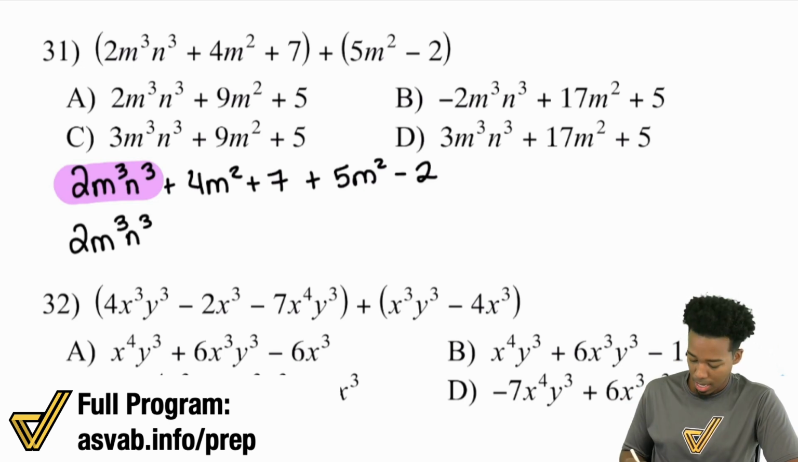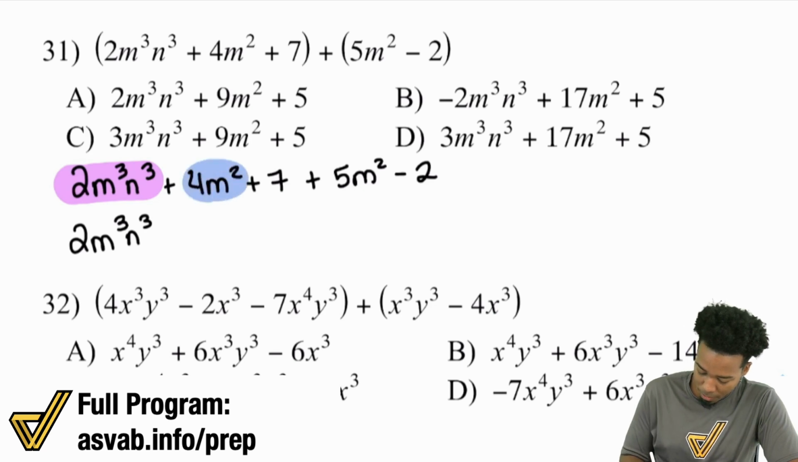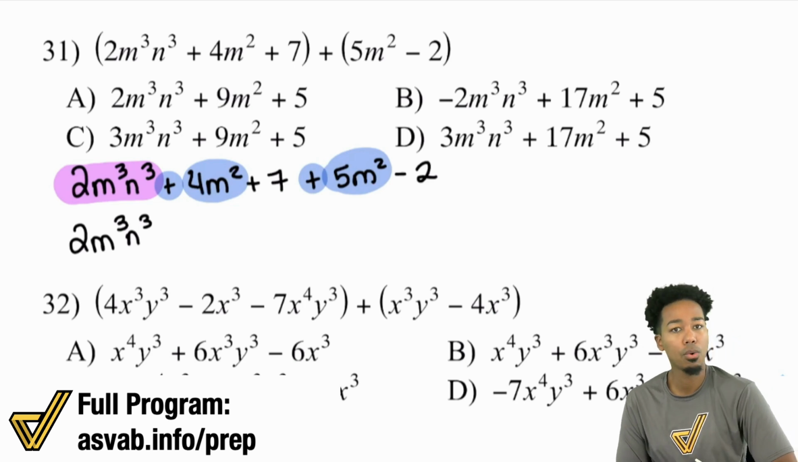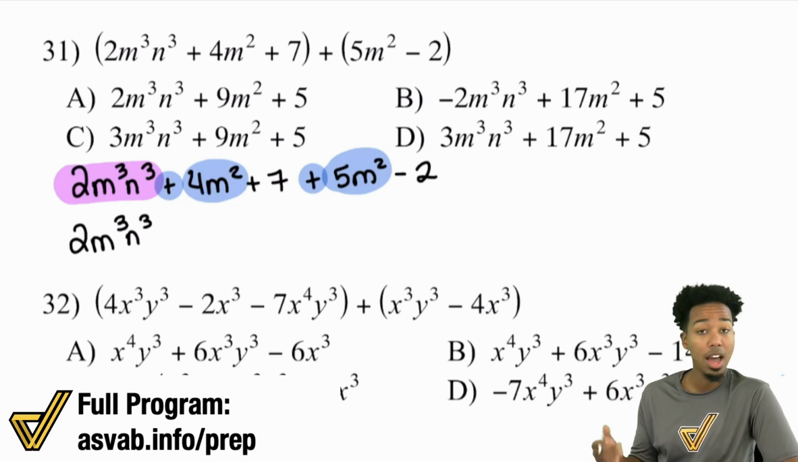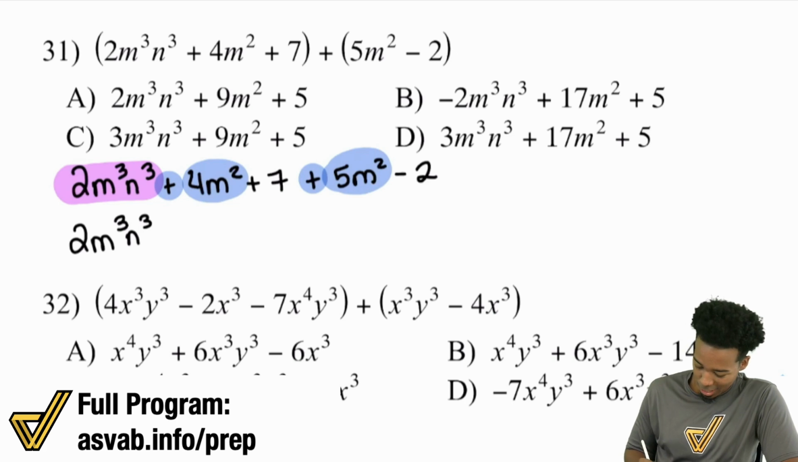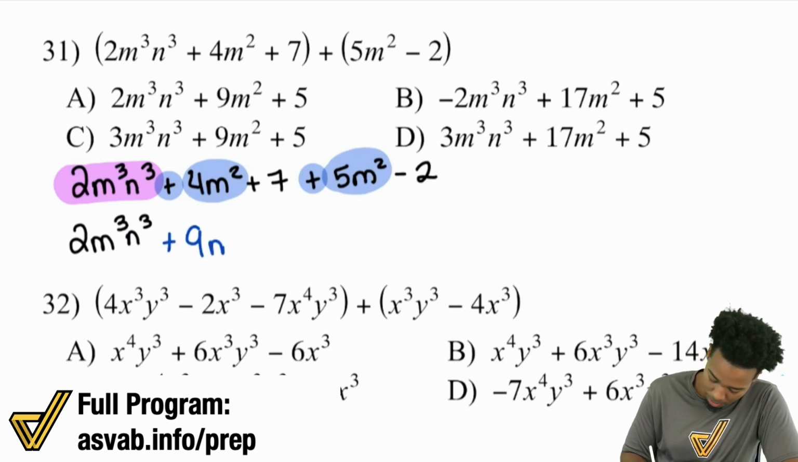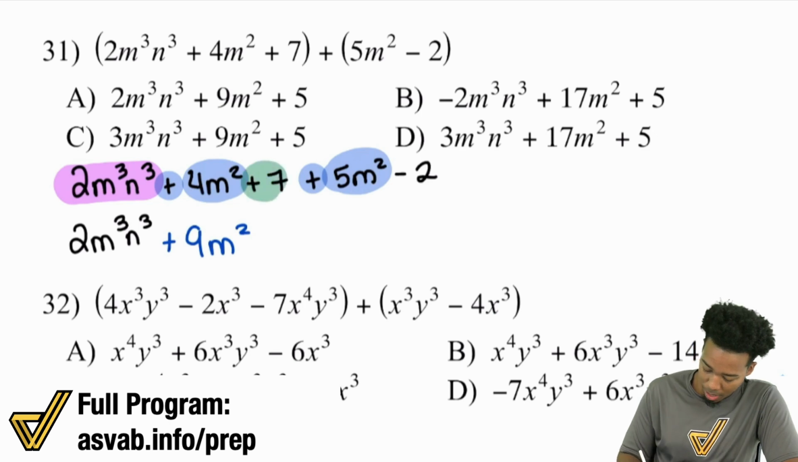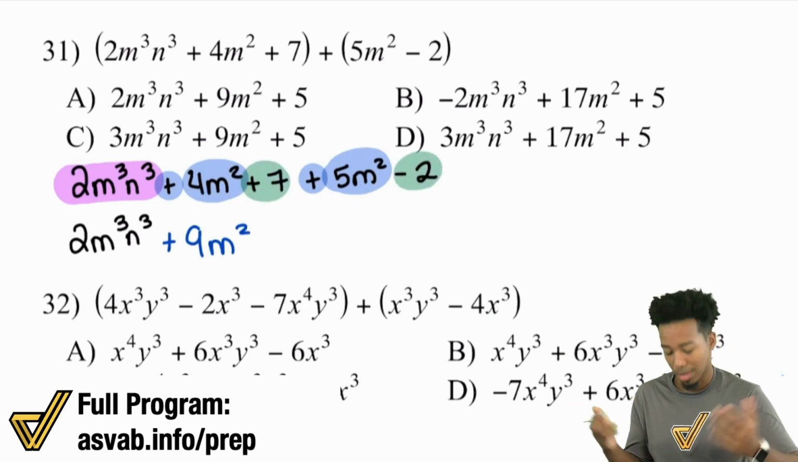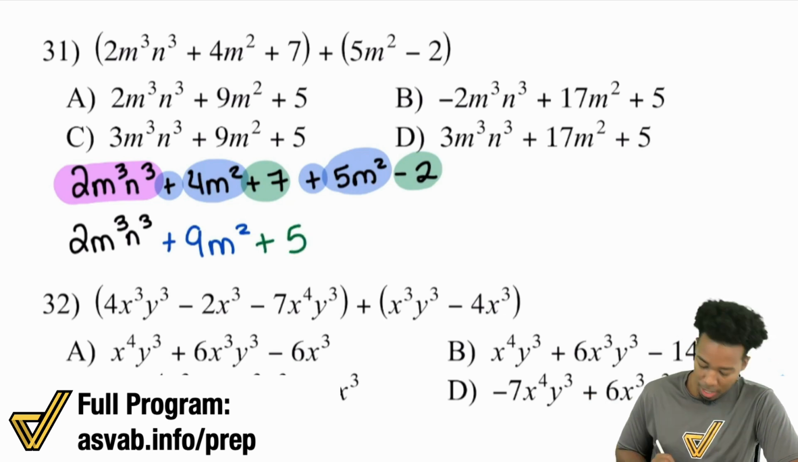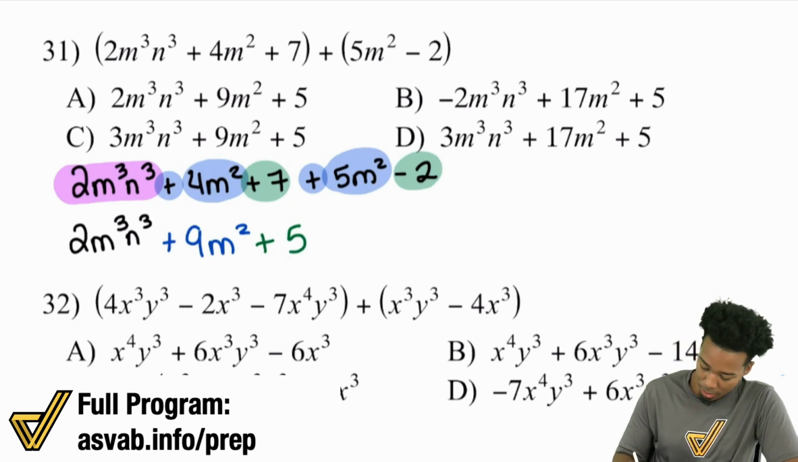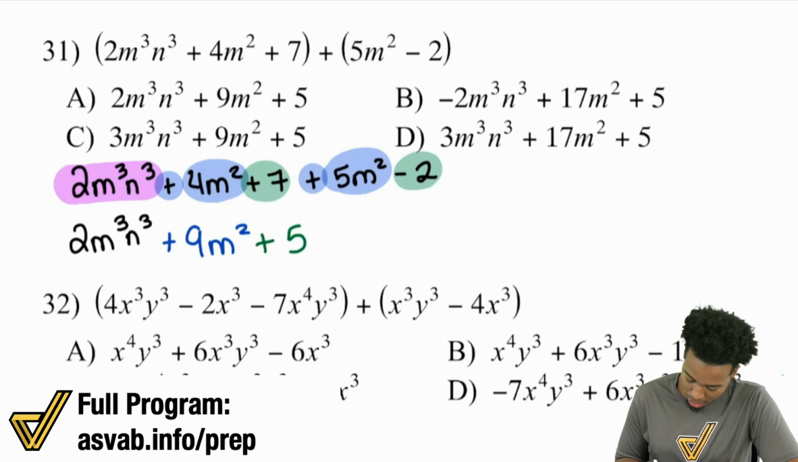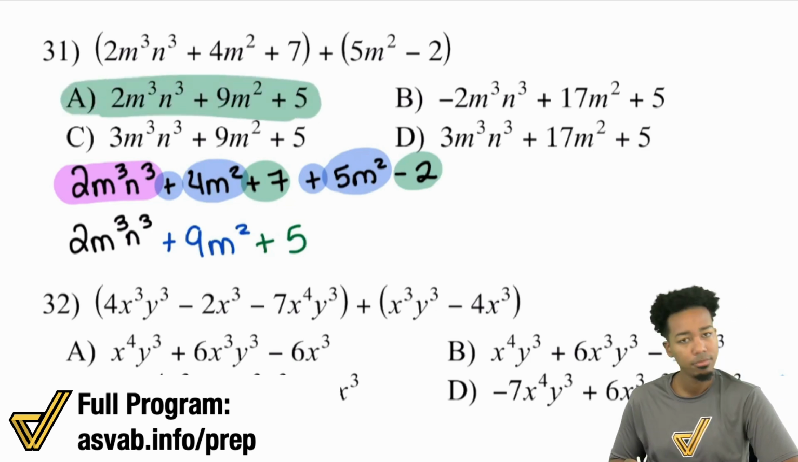Nothing to combine there. And from there, what I notice up next is that we have 4m squared and 5m squared. Notice it's a positive here and a positive there. So it's basically saying 4 of those m squareds plus 5 of those m squareds. So 4 plus 5 of the same thing is 9 of the same thing, and that would end up being 9m squared. And then lastly, we have a plus 7 minus 2. 7 minus 2, that's 5. And so boom, right there. Our answer will be 2m cubed n cubed plus 9m squared plus 5. And the answer there would be revealed right over here as A. Just like that.